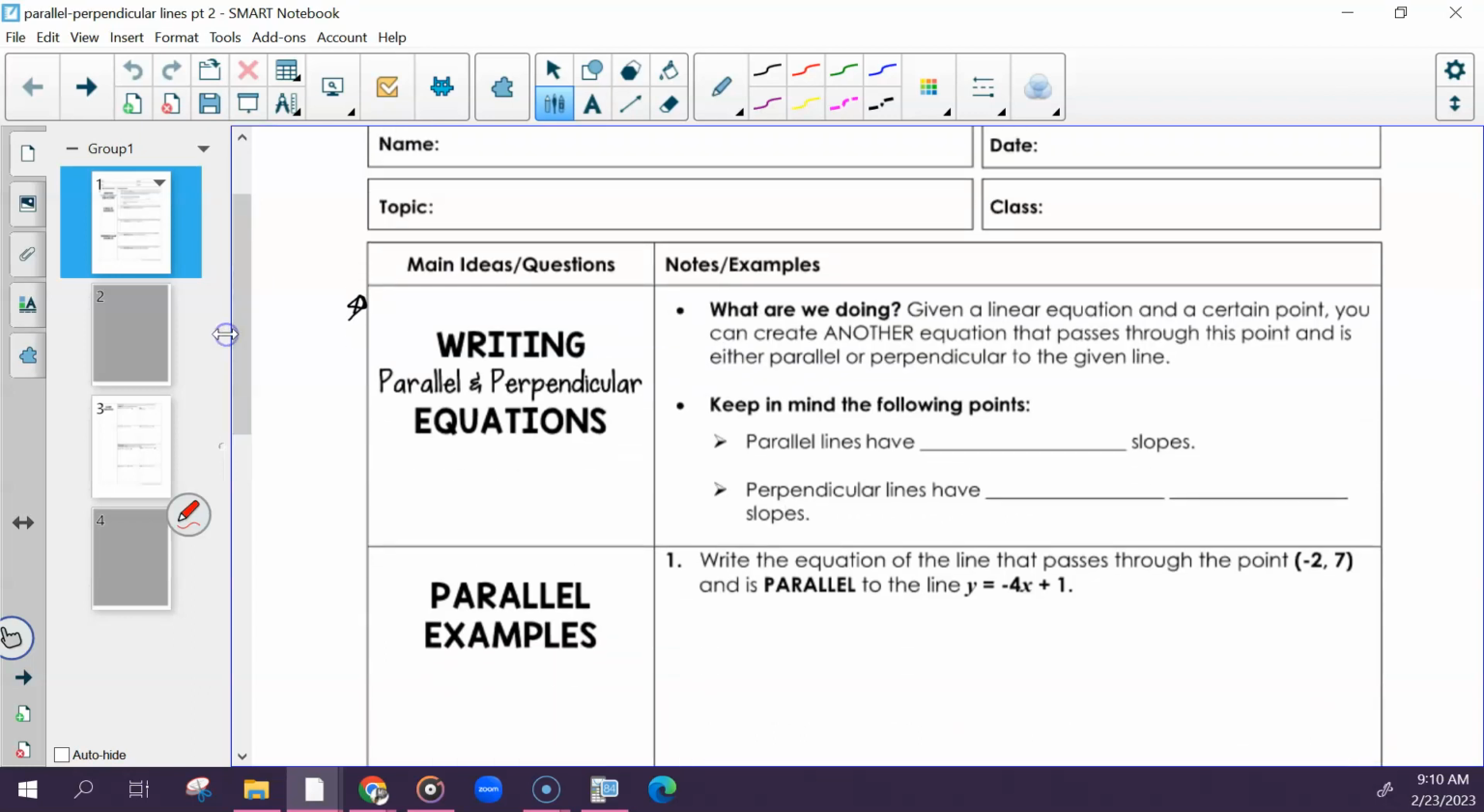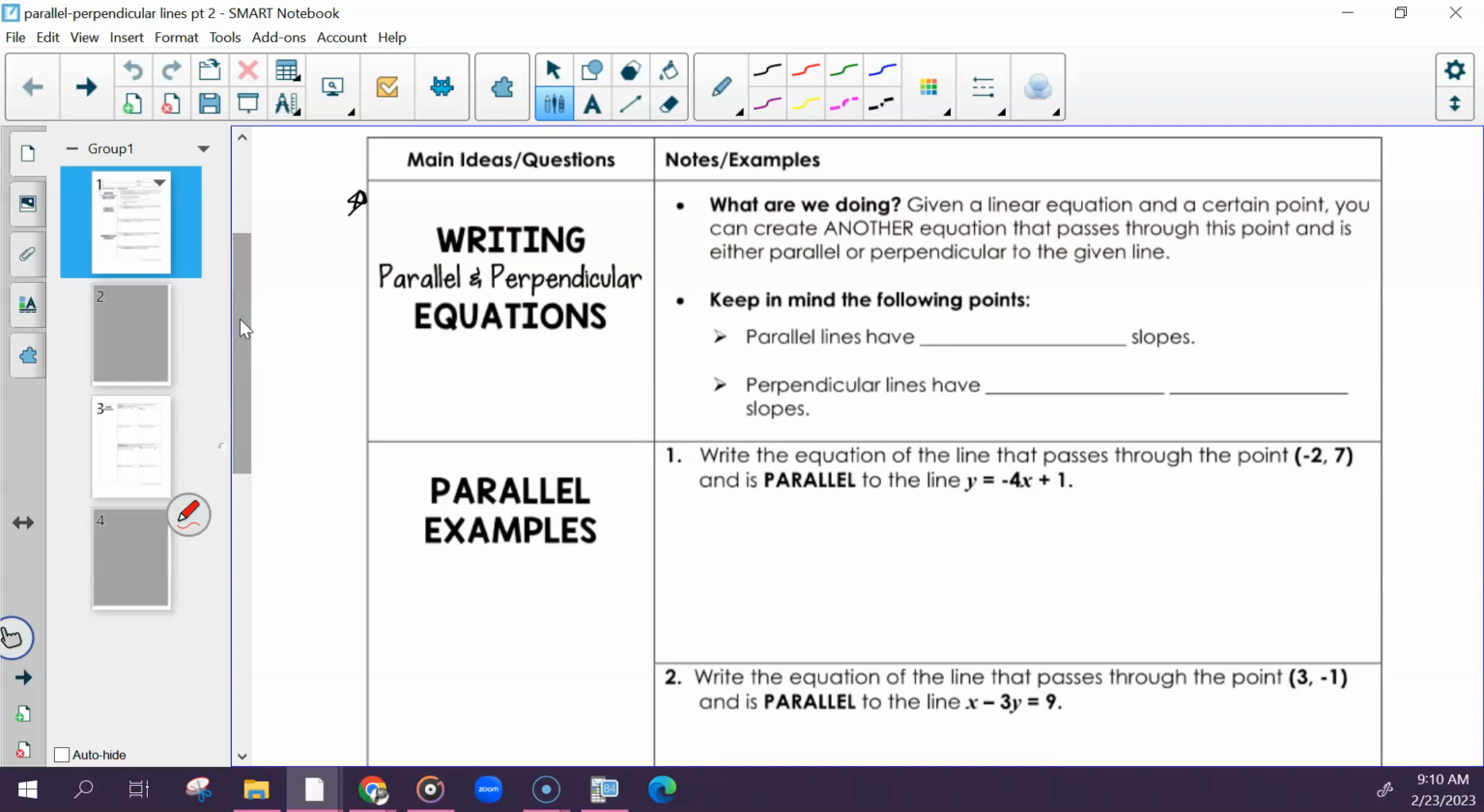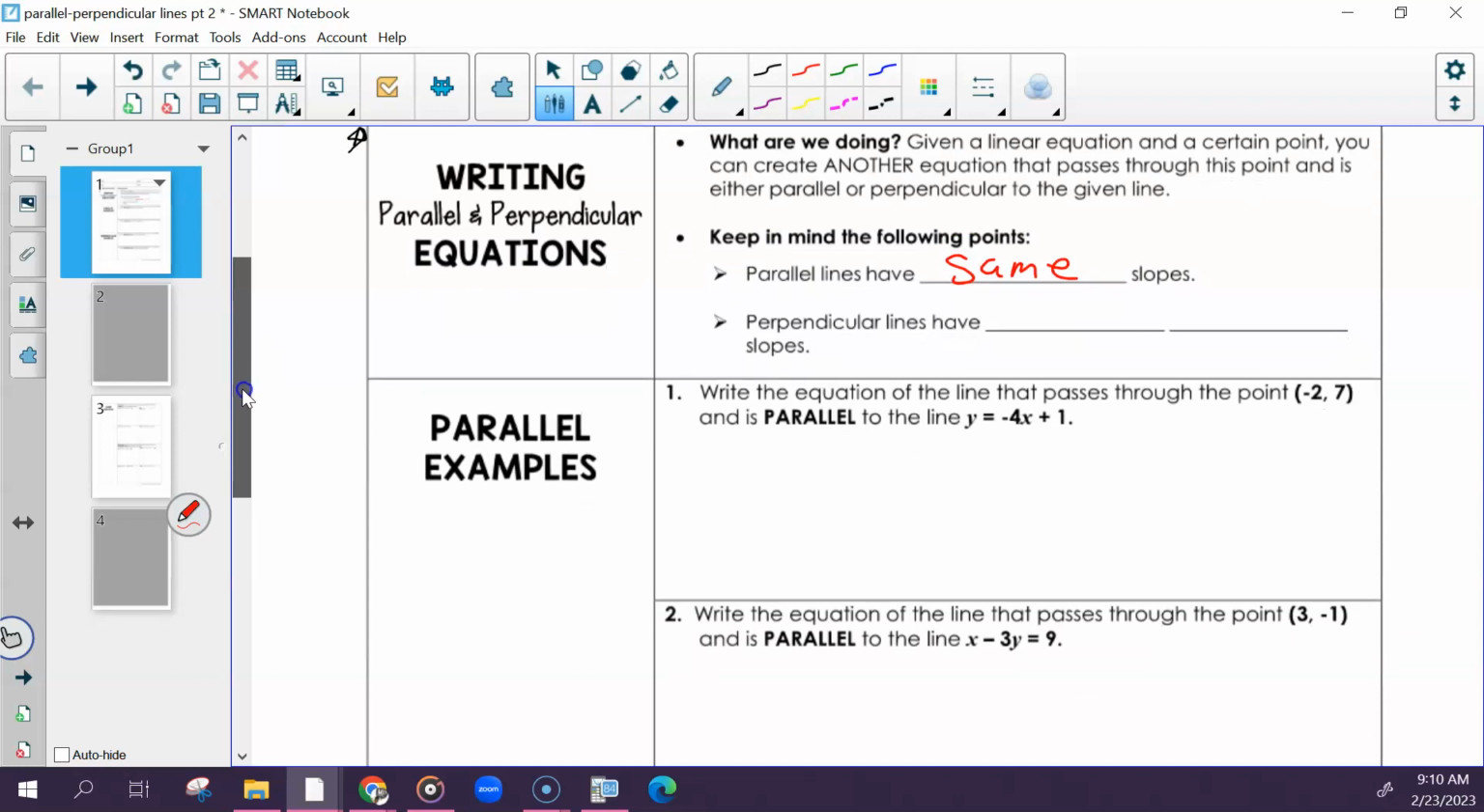So now we're going to take what we were doing before, writing equations, and put that together with parallel and perpendicular lines. So for this first part, we have to remember that parallel lines have, what do we know about their slopes? The same. And perpendicular lines have, what do we know about their slopes? What is that called? Negative reciprocal.